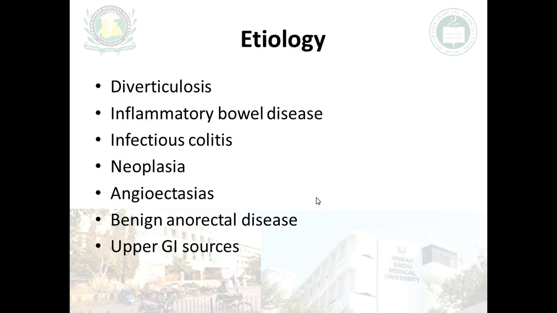Now look at the etiology. What are the causes that can cause a lower GI bleed? This is the list of common disorders that you should know. These can cause a lower GI bleed: diverticulosis, inflammatory bowel disease, infectious colitis, neoplasias, angioectasias, benign anorectal disease like hemorrhoids, and upper GI sources. Sometimes any ulcers in the jejunum or the ileum, or tuberculosis which resides in the ileum, can cause GI bleeding.